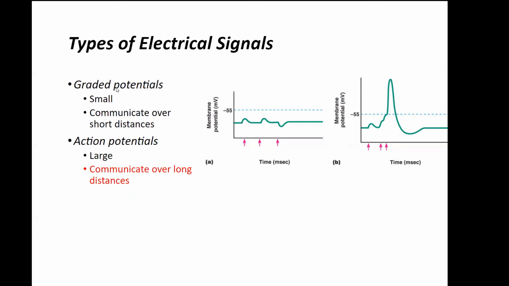When we start out with these graded potentials, we're going to be talking about changes in charge. And I want us to realize that those changes in charge are often going to be due to neurotransmitters coming in and having an effect on our channels.